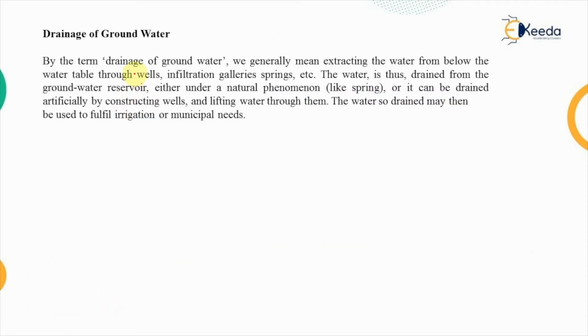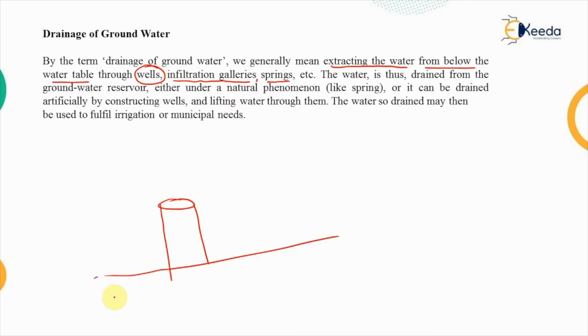So these are the basic terms that dictate the availability of the groundwater. Then the next is the drainage of the groundwater. Now what do we mean by this term? It means the extraction of the water from below the water table. Now what are the different mechanisms through which we can extract this water? It can be extracted through the wells, through infiltration galleries or springs, and there are any other methods which can be employed to extract the water from the earth surface. So let's say this is the water table.